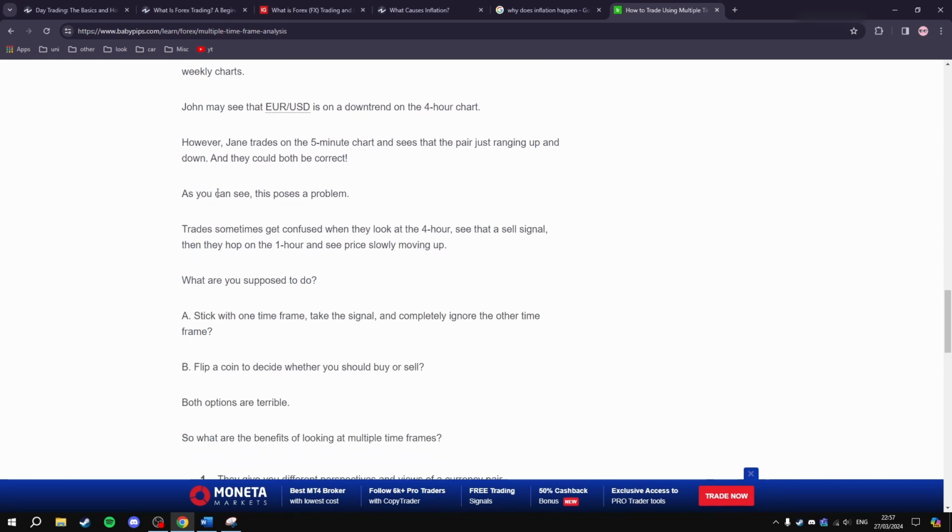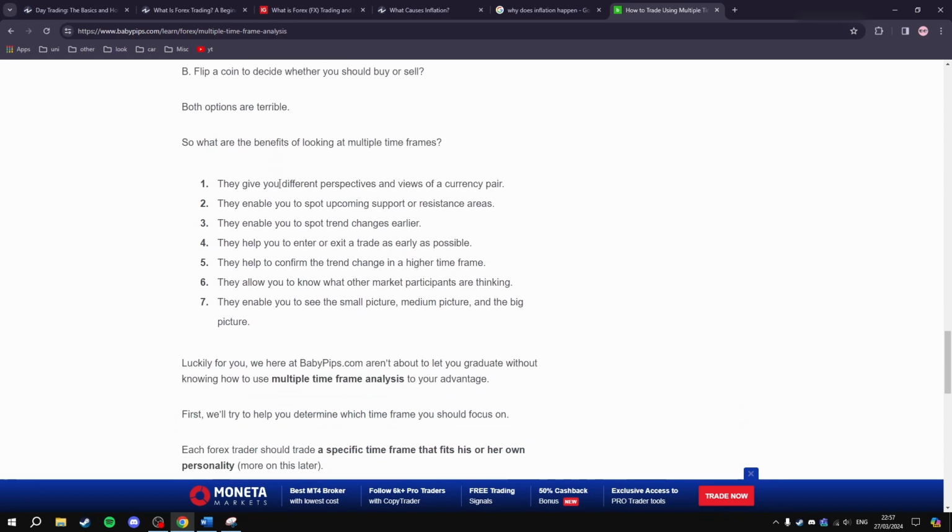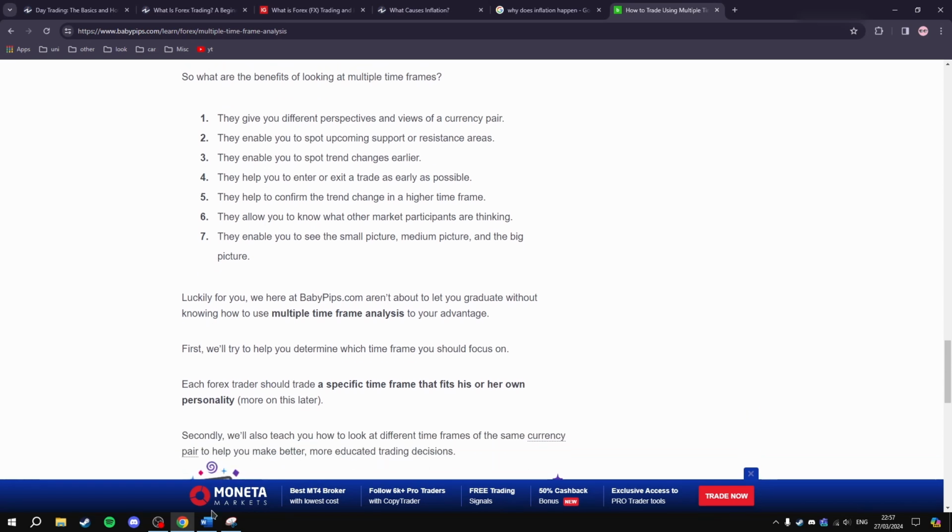Traders sometimes get confused when they look at the 4-hour, see that as a sell signal, then they hop onto the 1 hour and see price slowly moving up. What are you supposed to do? A. Stick with one time frame, take the signal, completely ignore the other time frame. B. Flip a coin and decide whether you should buy or sell. Both options are terrible. So what are the benefits of looking at multiple time frames?